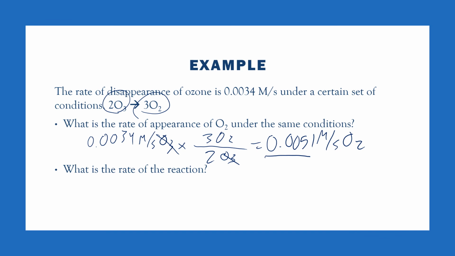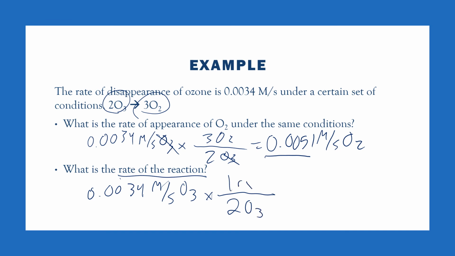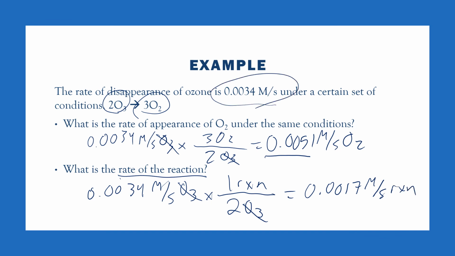Now, if it's asking for the rate of overall reaction, we need to do it a little differently. 0.0034 molarity per second for ozone. There are 2 ozones used for every 1 time the reaction happens. So if I go ahead and divide that by 2, I get 0.0017 molarity per second for the reaction. So this is the rate of disappearance of O3, the rate of appearance for O2, and the overall rate for the reaction.